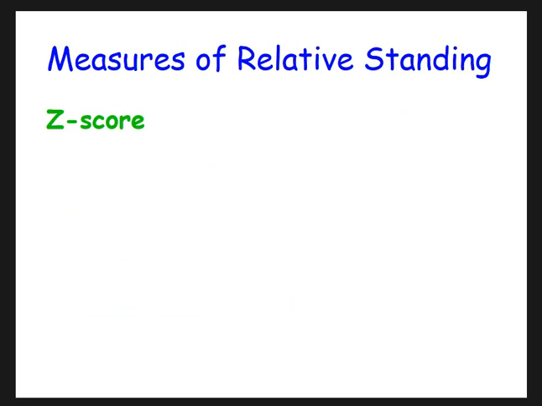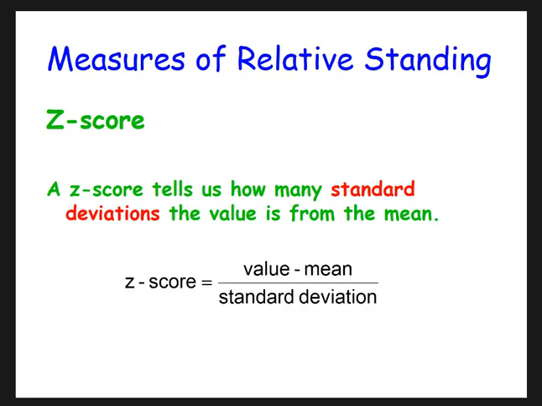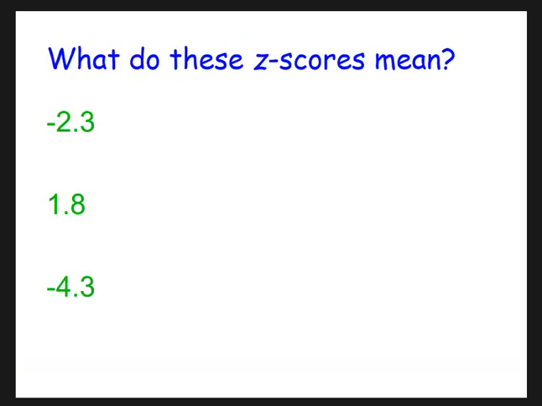A measure of relative standing, or a measure of position. The main one we use is called the z-score. Z-score tells us how many standard deviations a value is away from the mean. Now, you mentioned with Chebyshev's rule, the z-score is really the number of standard deviations we are on each side of the mean. So the calculated z-score is the value minus the mean, then take that difference divided by the standard deviation. It's also sometimes called a standardized score.